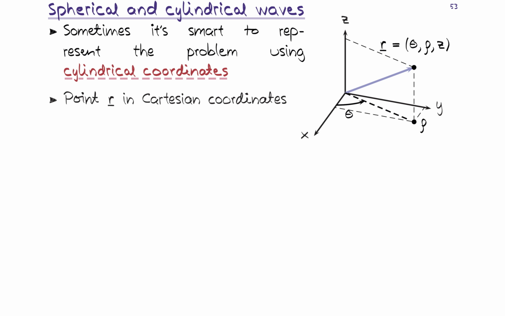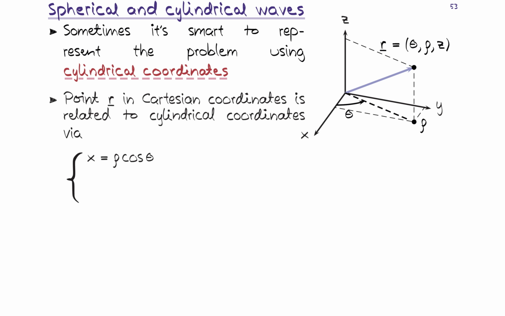So the point r in the Cartesian coordinates is related to the cylindrical coordinates via quite simple relations. So x equals rho, that's the length of the projection along the xy plane, multiplied with the cosine of theta. Theta is the azimuthal angle. So in spherical coordinates we have phi representing the azimuthal angle. Many times in cylindrical coordinates we are instead using theta as the angle, but the physical meaning is the same. Then we have the y coordinate, and this is related to rho and the sine of theta.